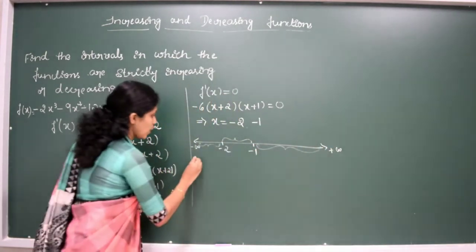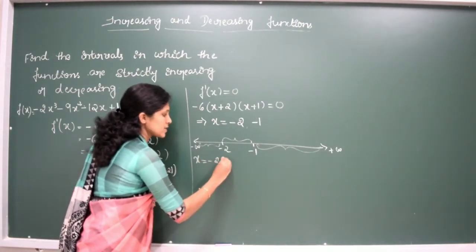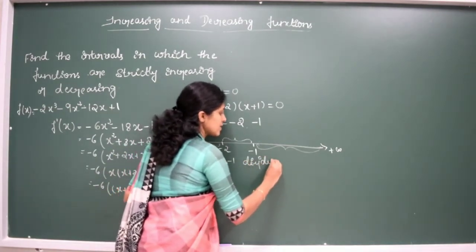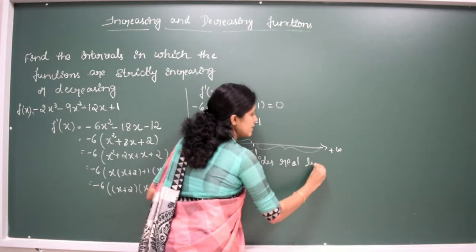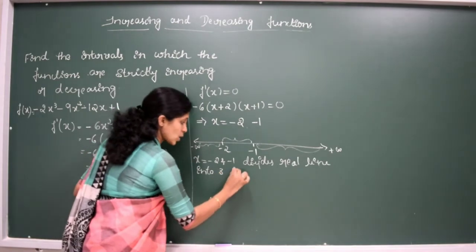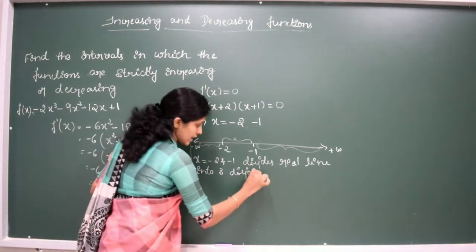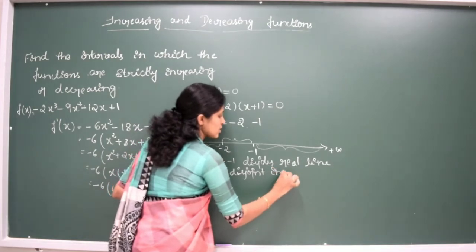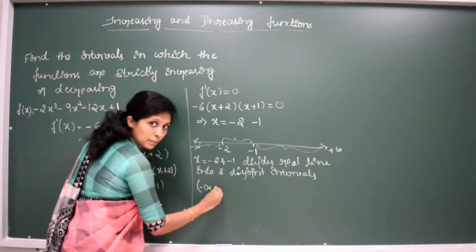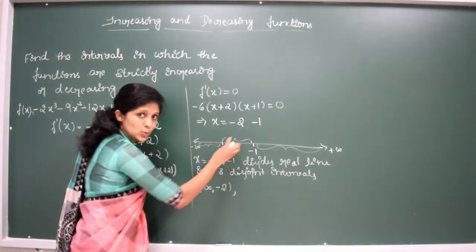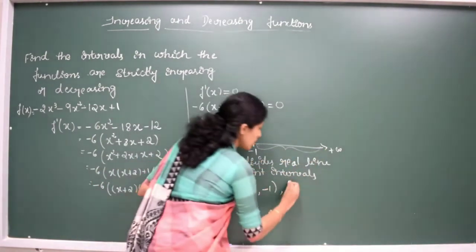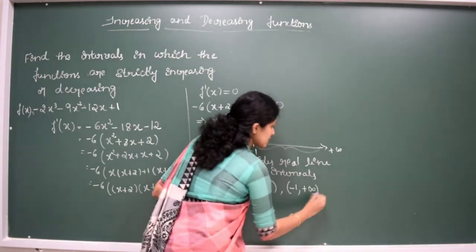Is it clear? The points x equal to minus 2 and minus 1 divide the real line into three disjoint intervals. What are those? The intervals are minus infinity to minus 2, second, minus 2 to minus 1, and third, minus 1 to plus infinity. So we got three intervals.